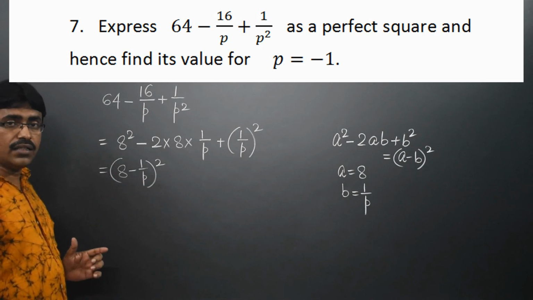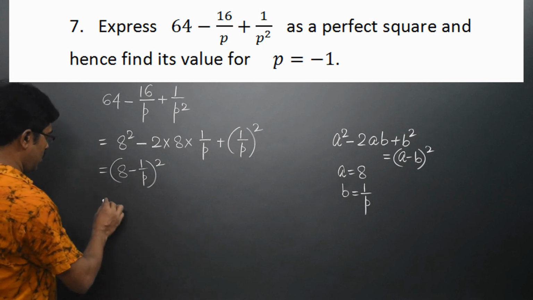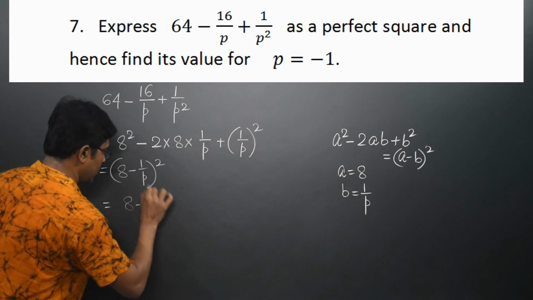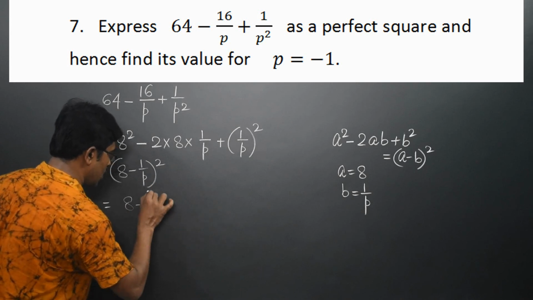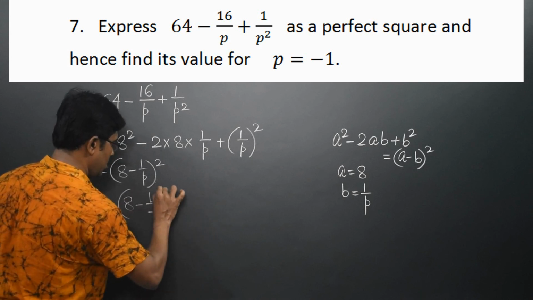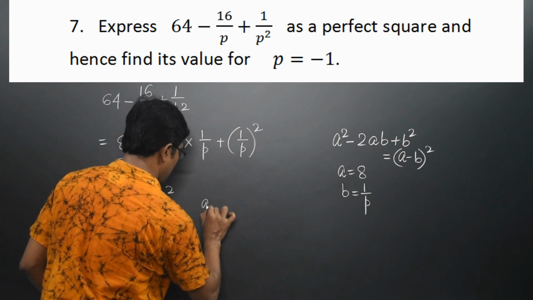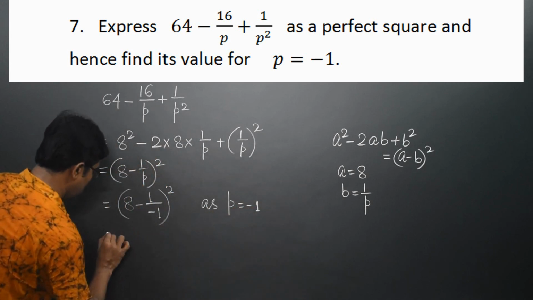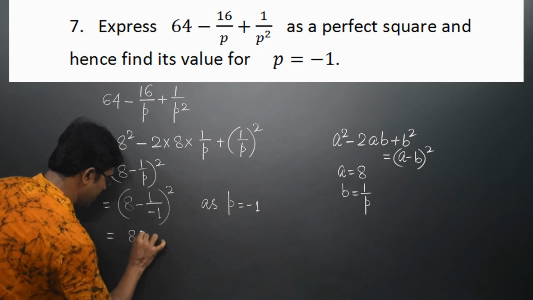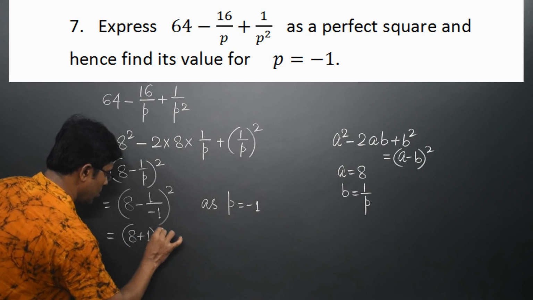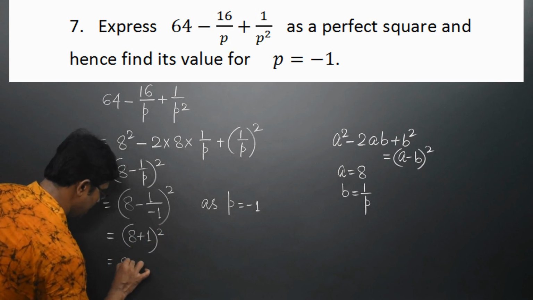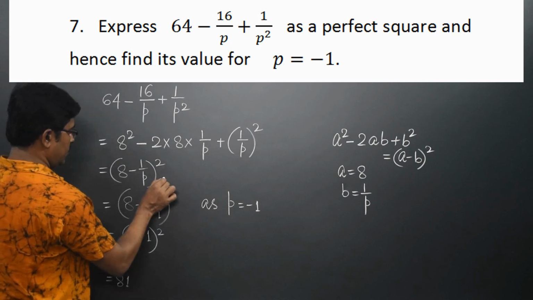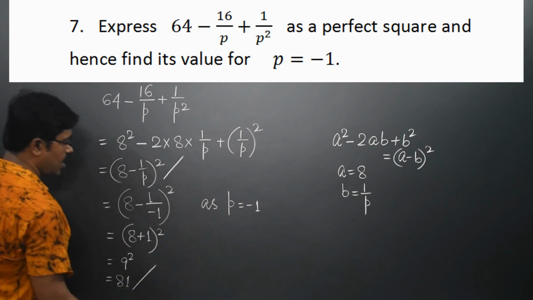Now we are asked to find the value for p equal to minus 1. So here we put p equal to minus 1, that is 1 by minus 1 whole square. So it becomes 8 plus 1 whole square, that is 9 square, that is 81. These are the two results.